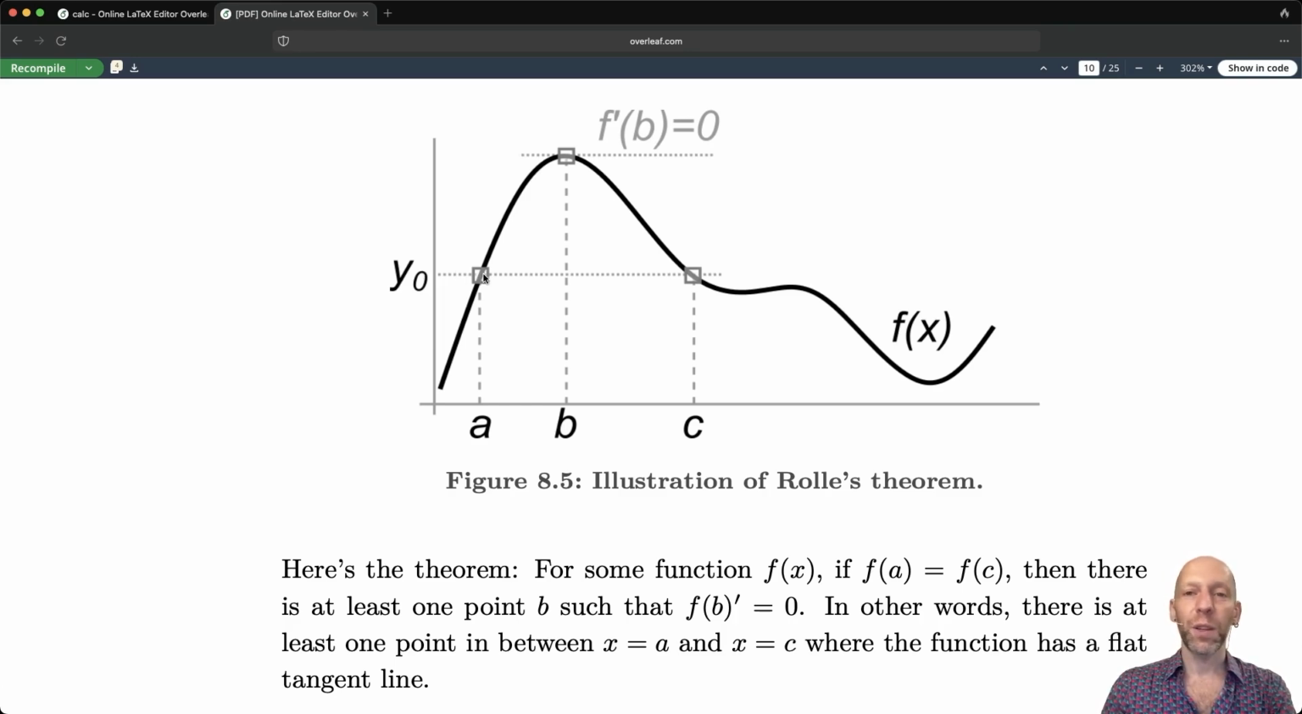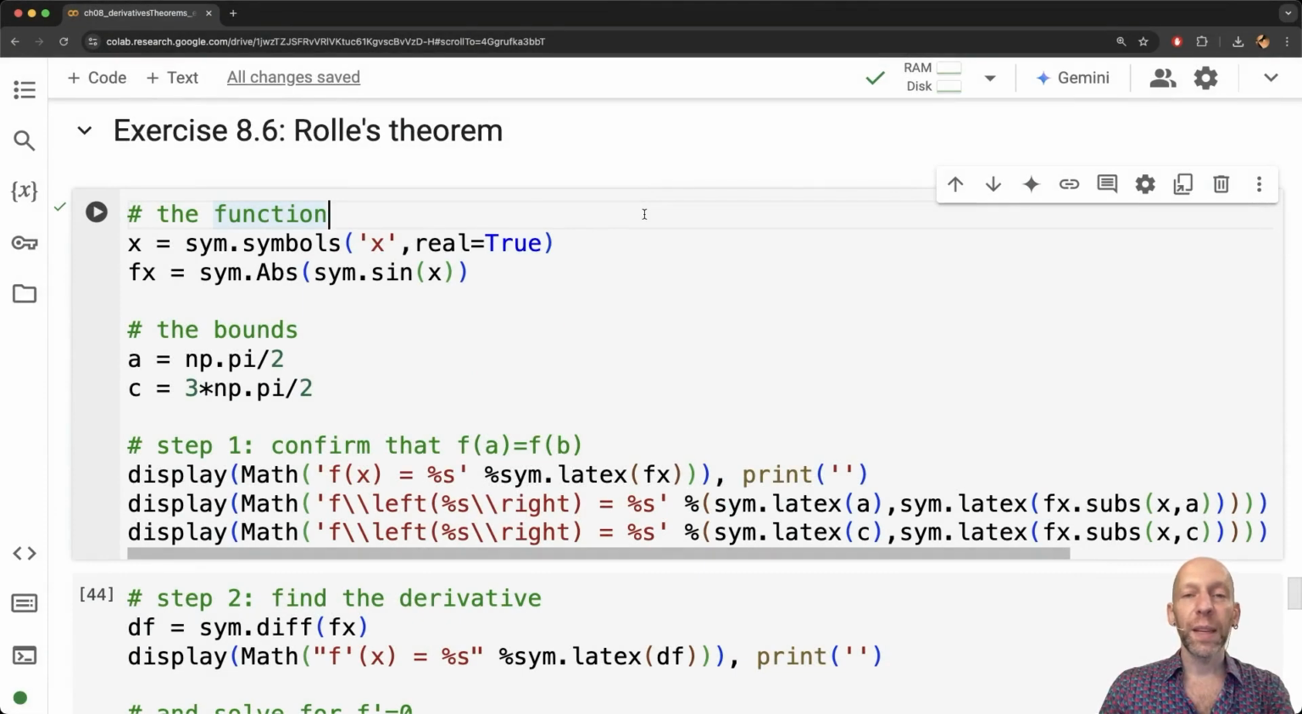And so now what we want to do is find this point b using SymPy. And essentially SymPy is going to be unable to give us an exact solution for the math function absolute value of sine. First, I'm going to illustrate that SymPy is going to have problems solving this function, and then I'll go back to the text and show you my manual solution, my old-fashioned solution to Rolle's theorem for this equation.